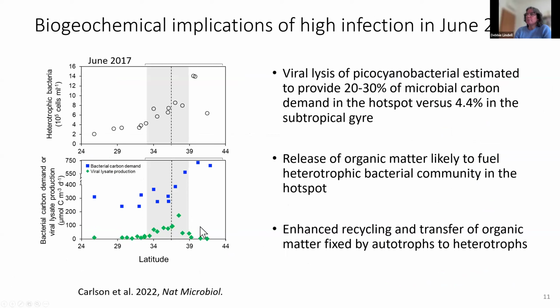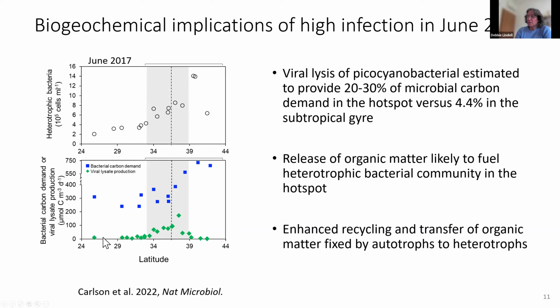Okay, so what are the potential biogeochemical implications of this high infection in June 2017? So what we all assume is that viral lysis causes the release of the organic matter that's inside cells that can then be taken up by heterotrophic bacteria and used for their growth. And in fact, we see that bacterial abundance increases in the transition zone. I'm not saying it's just because of viral lysis. The increase in inorganic nutrients, etc., can also be driving this.